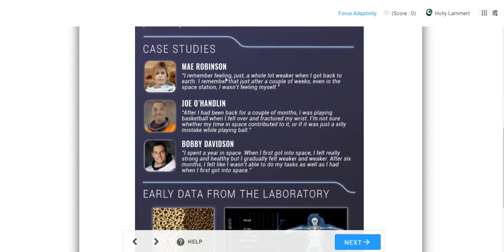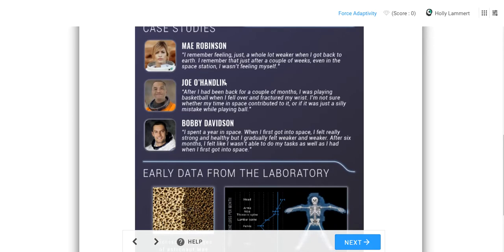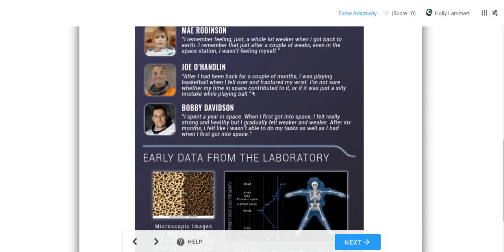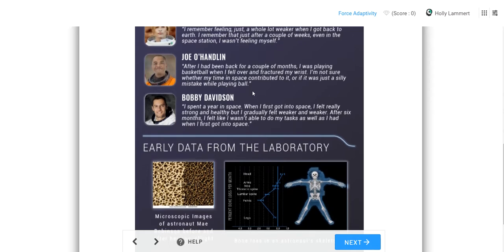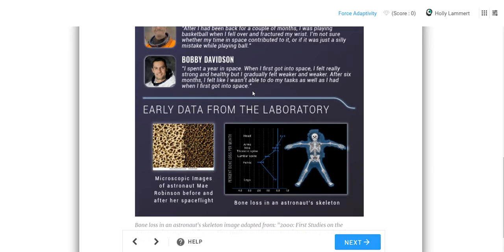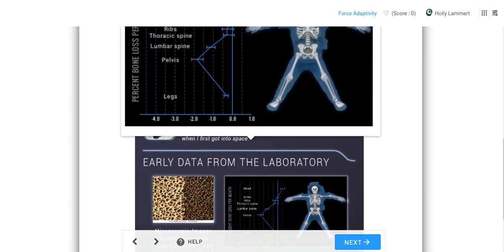Case studies. May Robison: I remember feeling just a whole lot weaker when I got back to Earth. I remember that just after a couple of weeks, even in the space station, I wasn't feeling myself. Joe O'Hanlon: After I had been back for a couple of months, I was playing basketball when I fell over and fractured my wrist. I'm not sure whether my time in space contributed to it or if it was just a silly mistake while playing ball. Bobby Davison: After spending a year in space, when I first got to space, I felt really strong and healthy, but I gradually felt weaker and weaker. After 6 months, I felt like I wasn't able to do my tasks as well as I had when I first got to space. And these are early data from the laboratory. That's what we looked at last lesson.